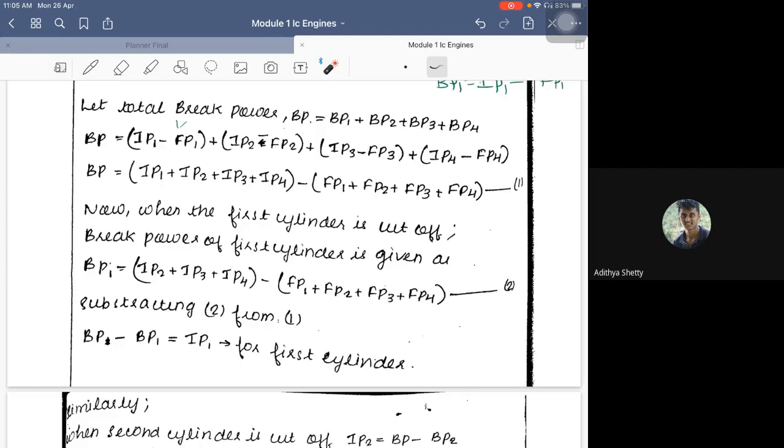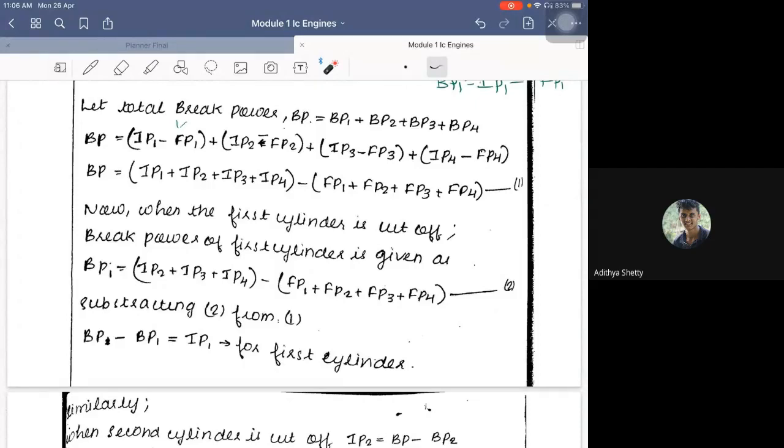No, sir. Definitely not. If you remove the fuel plug from that particular engine, definitely IP1 is zero there, because you're cutting off that particular engine. So removing IP1 from this list would change the value to BP1. What is BP1? BP1 is the brake power of the engine when the first cylinder is cut off. The first cylinder is cut off in the sense IP1 is being eliminated, so BP1 is nothing but IP2 plus IP3 plus IP4 minus (FP1 plus FP2 plus FP3 plus FP4).